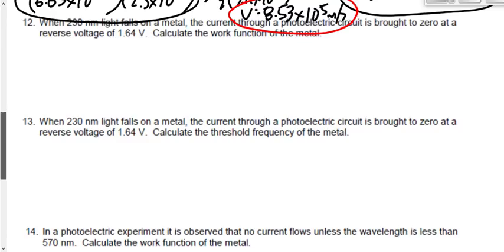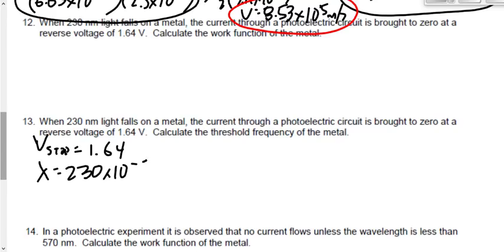So if we applied a potential difference of 1.64 to stop the electrons, then what have we got here? What is this 1.64? What variable would we call that? It's a stopping potential, right? The potential difference required to stop the electrons once they've been ejected. The current is brought to 0. The electrons have stopped. This is the potential difference required to do that. That's defined as the stopping potential. We've got a wavelength here, 230 times 10 to the minus 9 meters. And we want to find the threshold frequency.